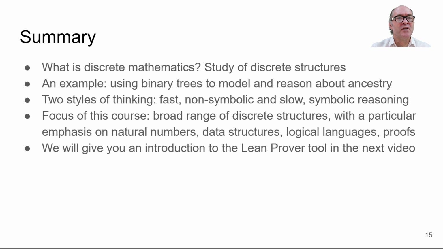When you get to your third and fourth years, you may take courses in artificial intelligence, and it will probably take you until a second course in artificial intelligence before you really get into the field of deep neural networks in any serious way. Okay, so the focus of this course is on a broad range of discrete structures with particular emphasis on things like natural numbers, data structures like lists, logical and other languages as discrete structures, and on proofs as discrete structures that we can use to show that certain logical propositions are true, subject to certain conditions.